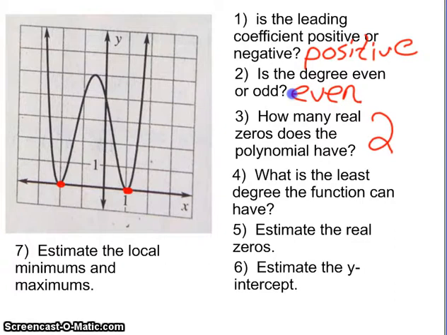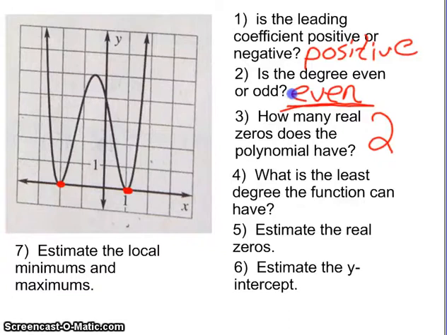Number 4, what is the least degree that the function can have? Okay, so I want to take a look at the answer to question 3. How many real zeros does it have? All right, it has 2 real zeros. So the degree has to be 2 or more. If the degree of this polynomial was 2, it would be a quadratic equation, and its shape would be a parabola. This is not a parabola. So this graph has a degree that is greater than 2. It has to be even.